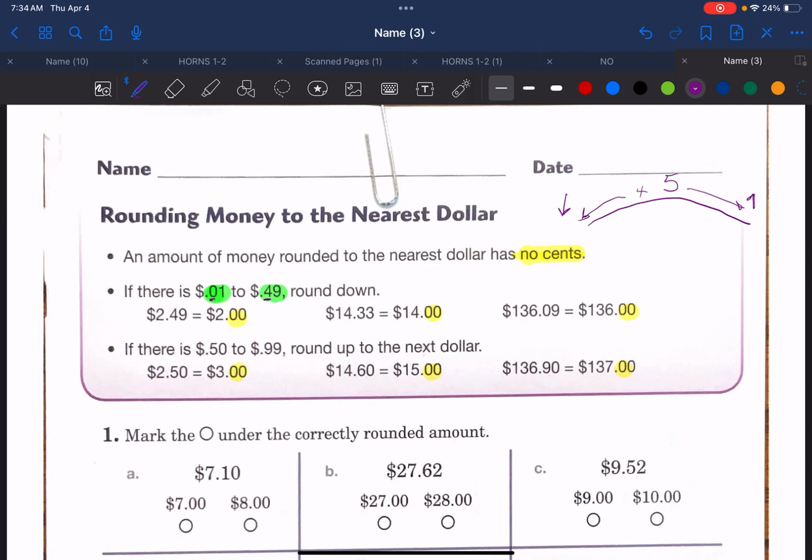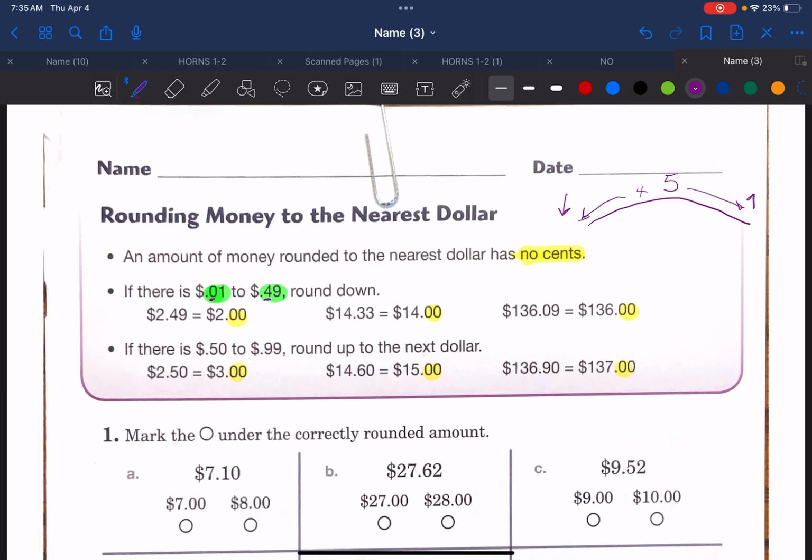Another way to think about that, instead of just trying to remember that, is 50 cents. 50 cents is half of a dollar. 5 is half of 10, and 5 we'd round up. So at 50 cents, halfway and up, you round up. If you're less than halfway, then you round down. That wouldn't be fair to round up if you were less than half.